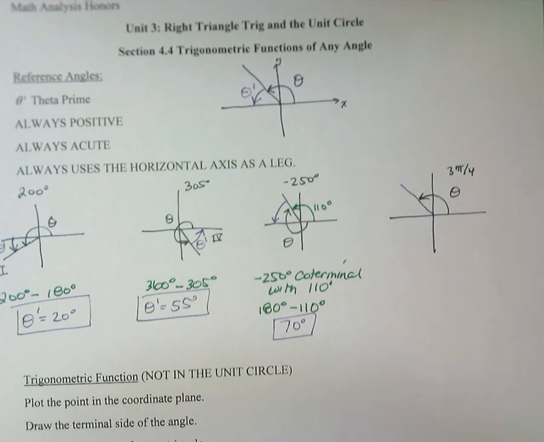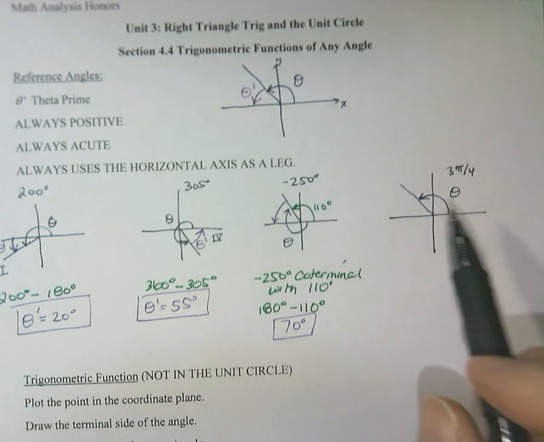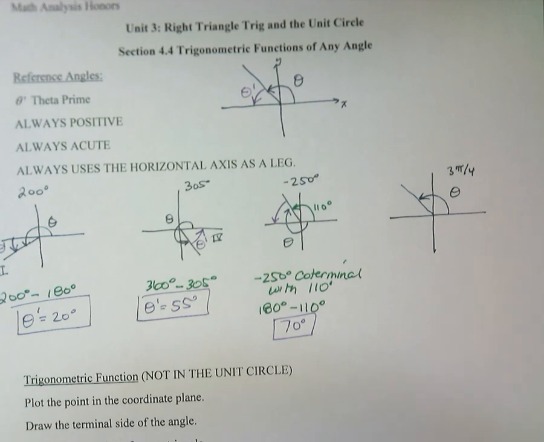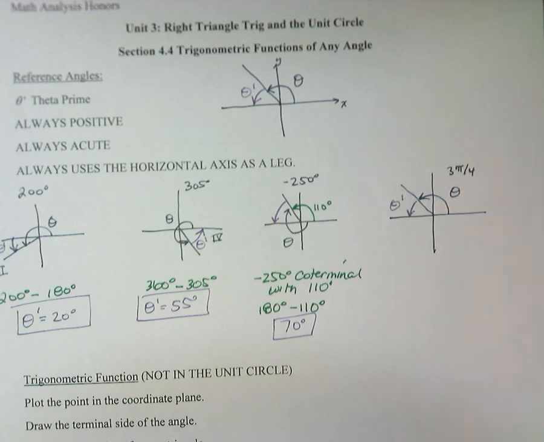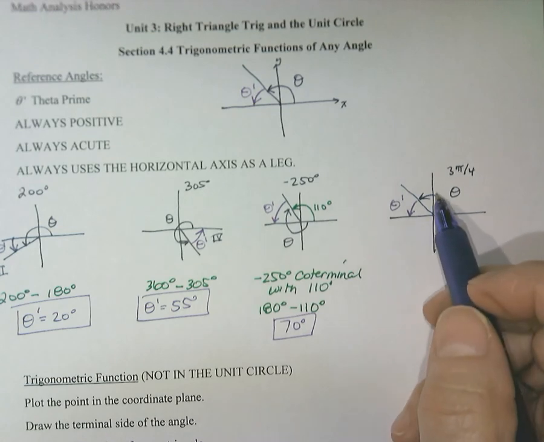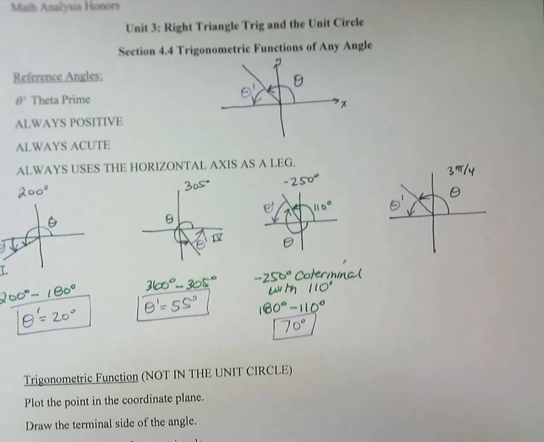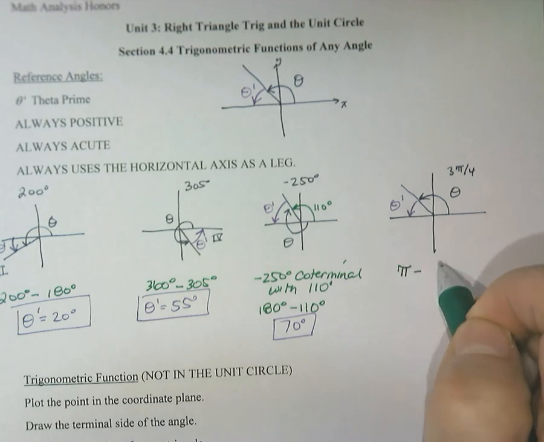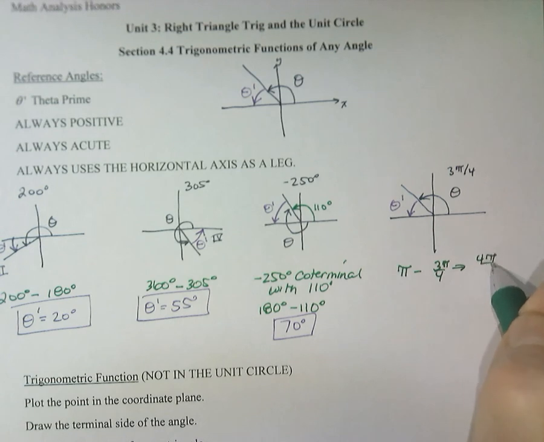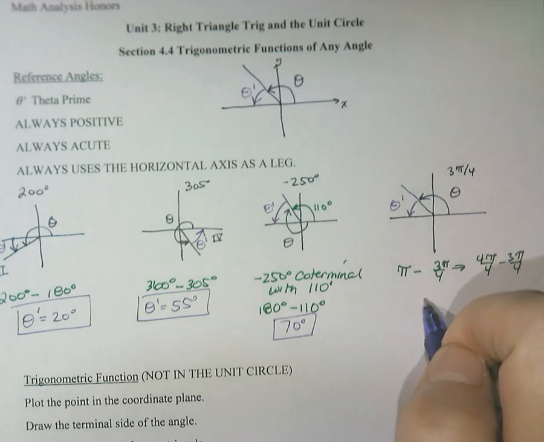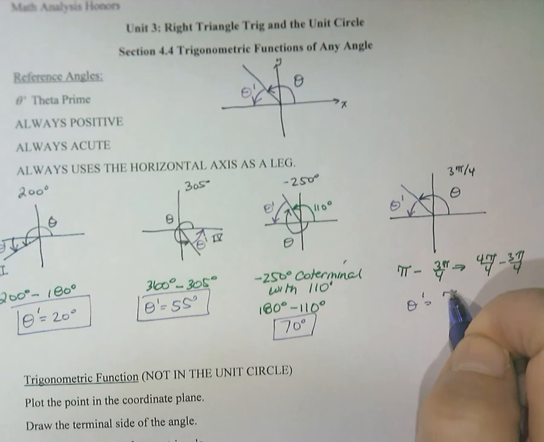So there's my theta. I want to get to the x-axis. So we go in this direction. This is my theta prime. I forgot to mark it on this one. So if I went from 3 pi over 4 to get to pi, what I did was pi minus 3 pi over 4. Get a common denominator. 4 minus 3 is 1. So my theta prime would be 1 pi over 4.